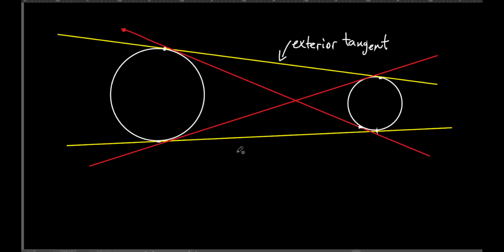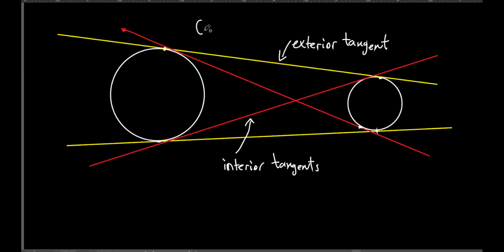The red ones, do you see how they go inside like this? They cross inside like that? All right, so those would be considered interior tangents. We don't really use that very often, but you never know when that comes up. It's nice to know. And also, they're called common tangents.